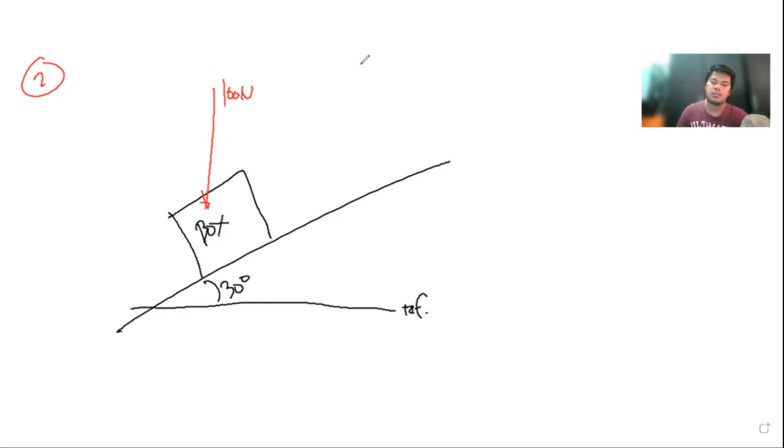And then, according to the problem, we are being asked how much pull, or how much force, is needed to push or to pull the box. Since this is the inclined plane, we need the effective force which is parallel to the inclined plane. So we have this force, shall we say, P. How much would be force P in order to pull the box upward?